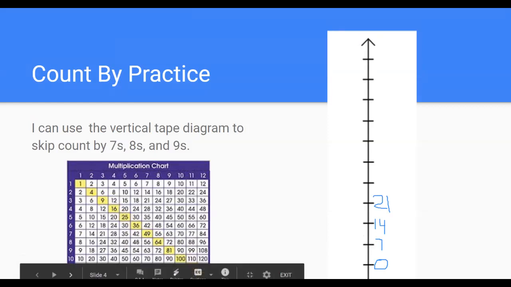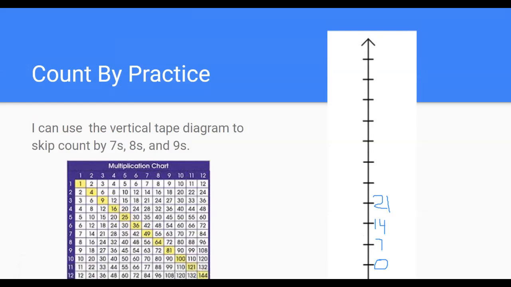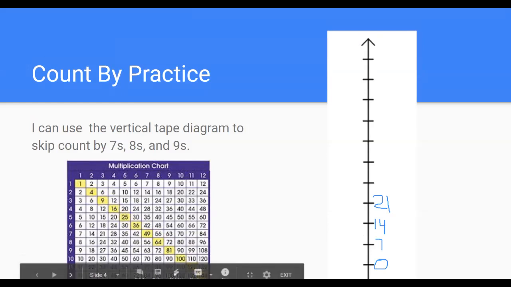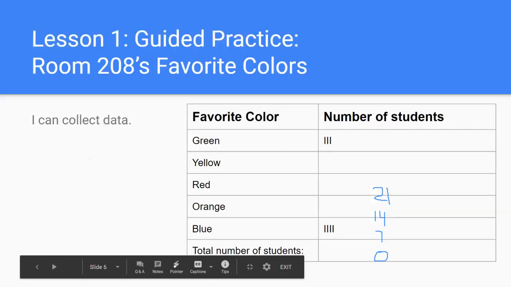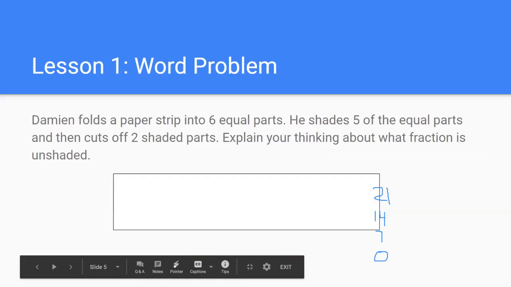So we're going to move forward, but again, I want you to pause and I want you to practice skip counting all the way up to the 10s, and you have your multiplication chart to help you. Let's clear this out, clear all my drawings.